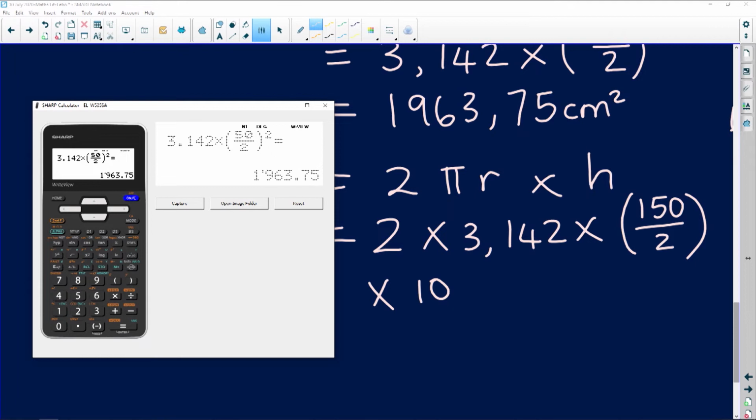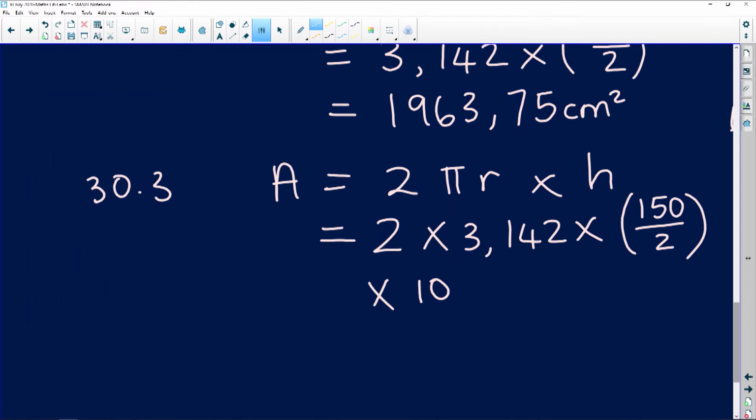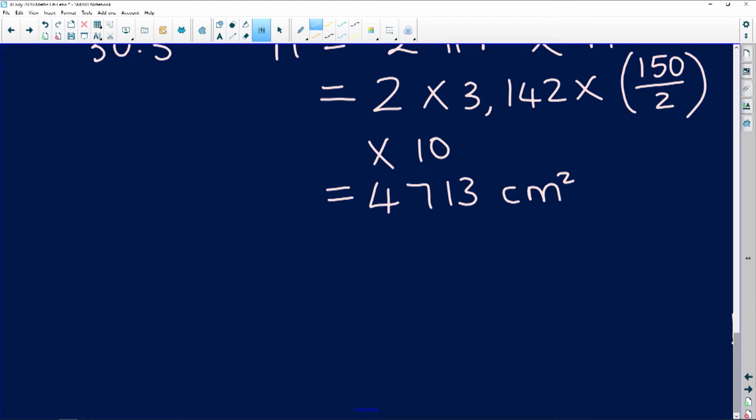So that's going to be 2 times 3.142 times, I'm going to put that as a fraction, 150 divided by 2. It will give you the same answer, times 10. Nicely put there. That's 4,713, and that is supposed to be centimeter square. Do not forget your unit of measurement. It's super, super important for you to write your unit of measurement at all times.